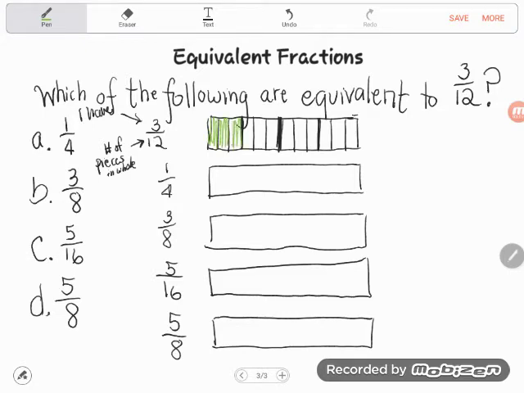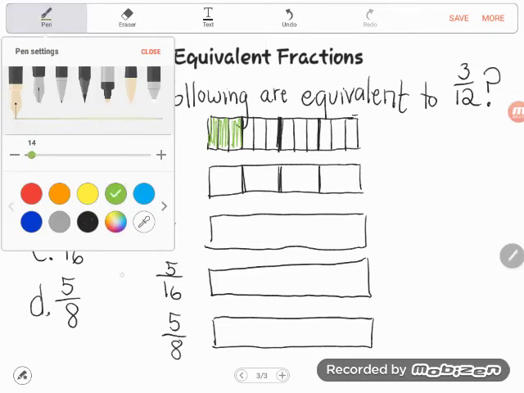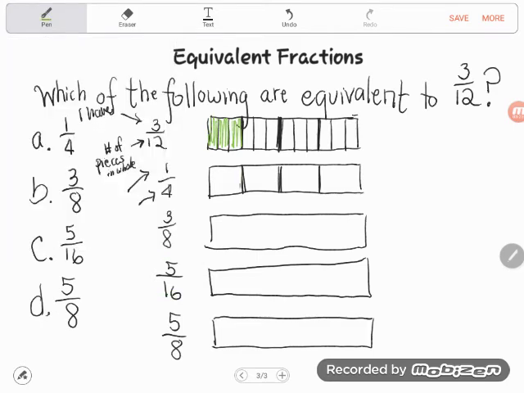Now, let's compare that to the next one, 1/4. Well, what does 1/4 mean? Similarly, 1/4 means that my chocolate bar has been broken into 4 equal size pieces, and of those, I have 1 of them. So let's break this into 4 equal size pieces. And of those 4 pieces, I have 1.